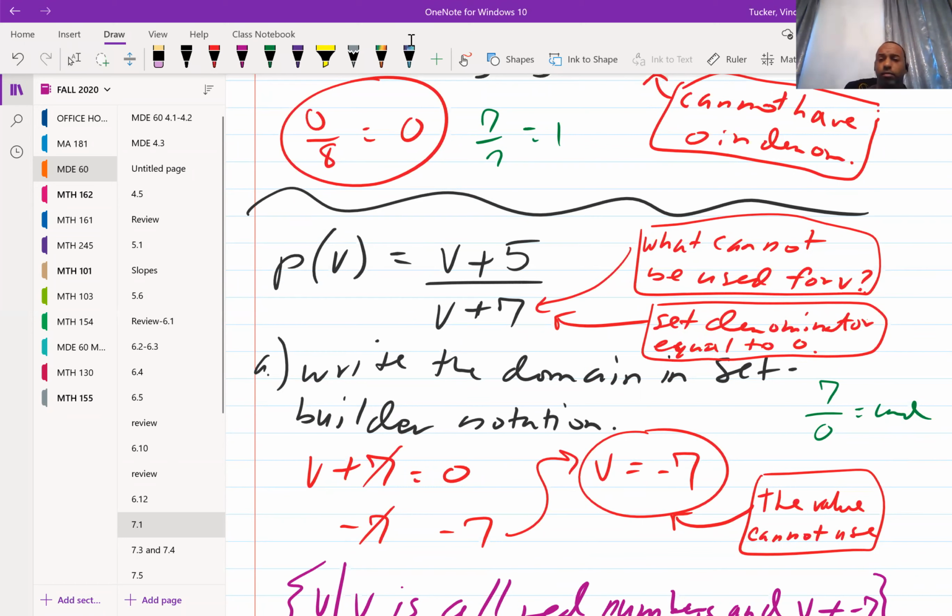So before we go any further, is everybody okay with what we've done up to this point? We're trying to set our domain. The domain are all the values that can be used. So in order to find all the values that you can use, it's easiest to look at what you cannot use. So we found out that we cannot use the number negative 7.